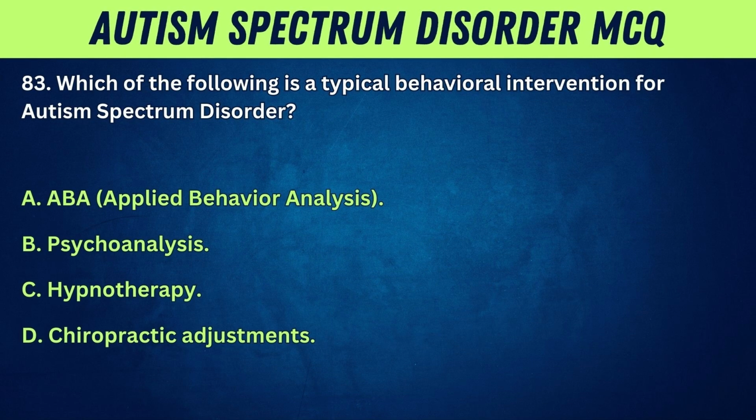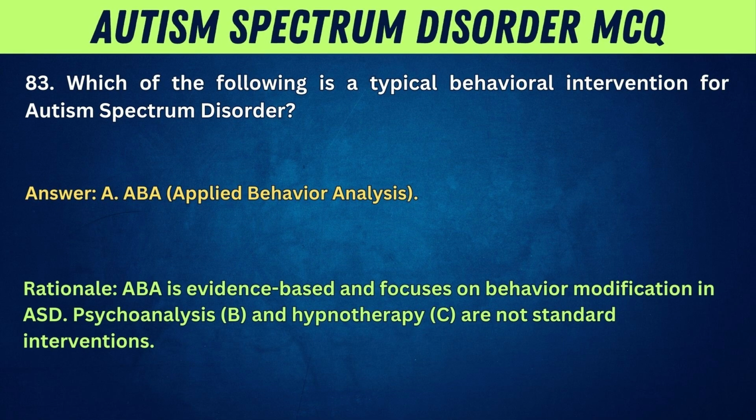83. Which of the following is a typical behavioral intervention for autism spectrum disorder? A. ABA, applied behavior analysis. B. Psychoanalysis. C. Hypnotherapy. D. Chiropractic adjustments. Answer. A. ABA, applied behavior analysis. Rationale. ABA is evidence-based and focuses on behavior modification in ASD. Psychoanalysis, B, and hypnotherapy, C, are not standard interventions.